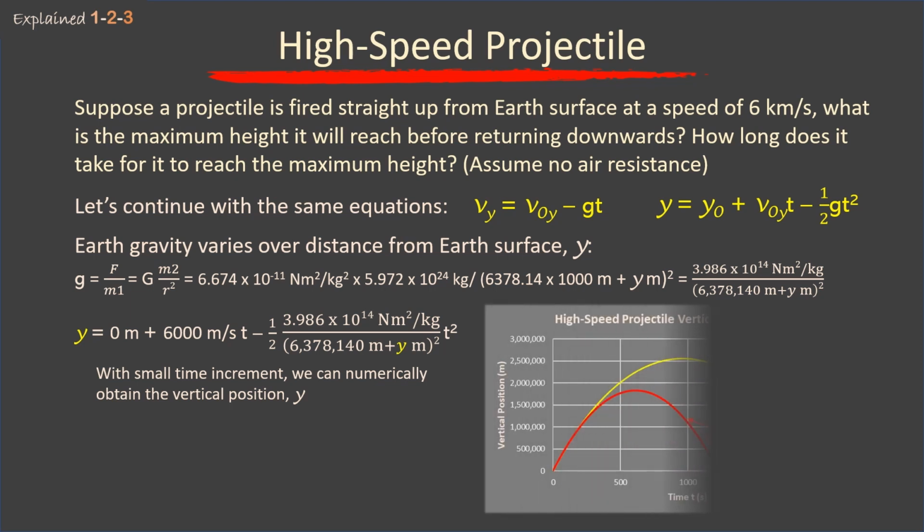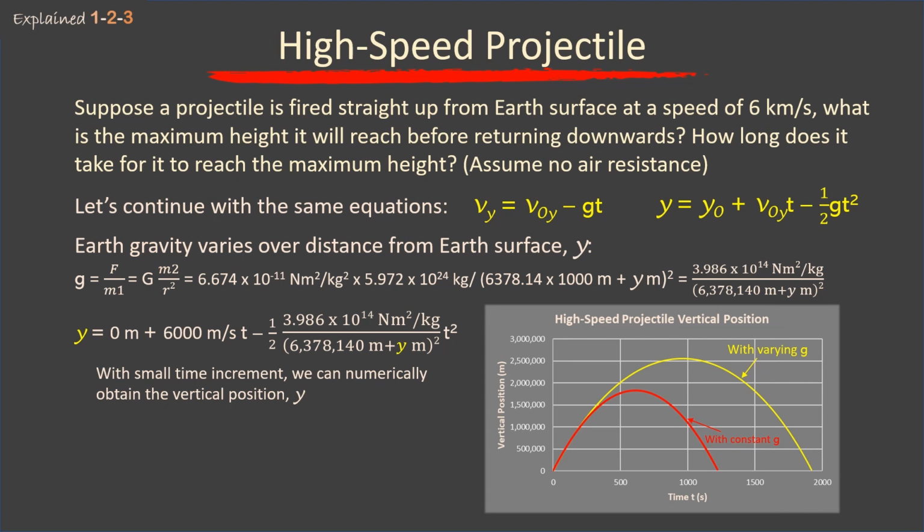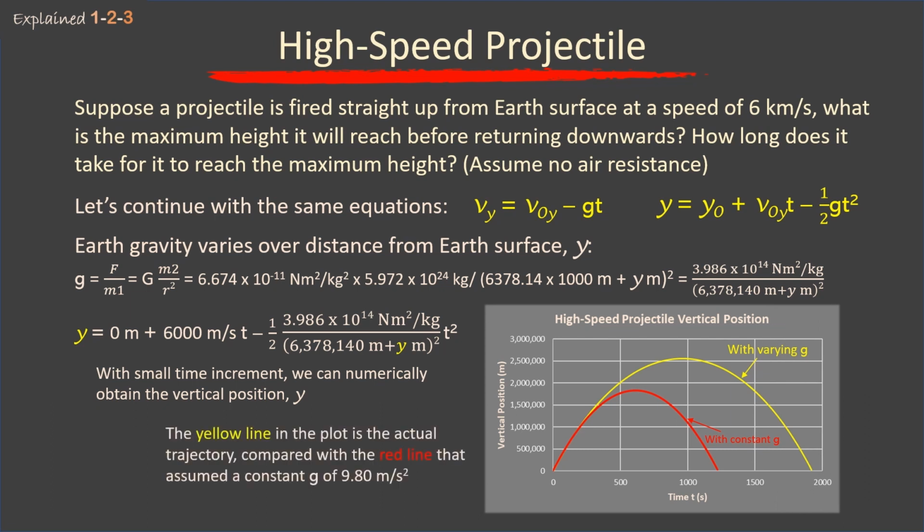Here's a plot of the vertical position over time, with the yellow line being the actual trajectory, compared with the red line that assumed a constant g of 9.80 meters per second squared. The maximum height turns out to be over 2.56 million meters, compared to 1.84 million meters when g is assumed constant at a value of 9.80 meters per second squared. The time it takes to reach the maximum height is also much longer, about 960 seconds. This is a result of the decreasing gravity as the projectile moves farther away from the Earth's surface.